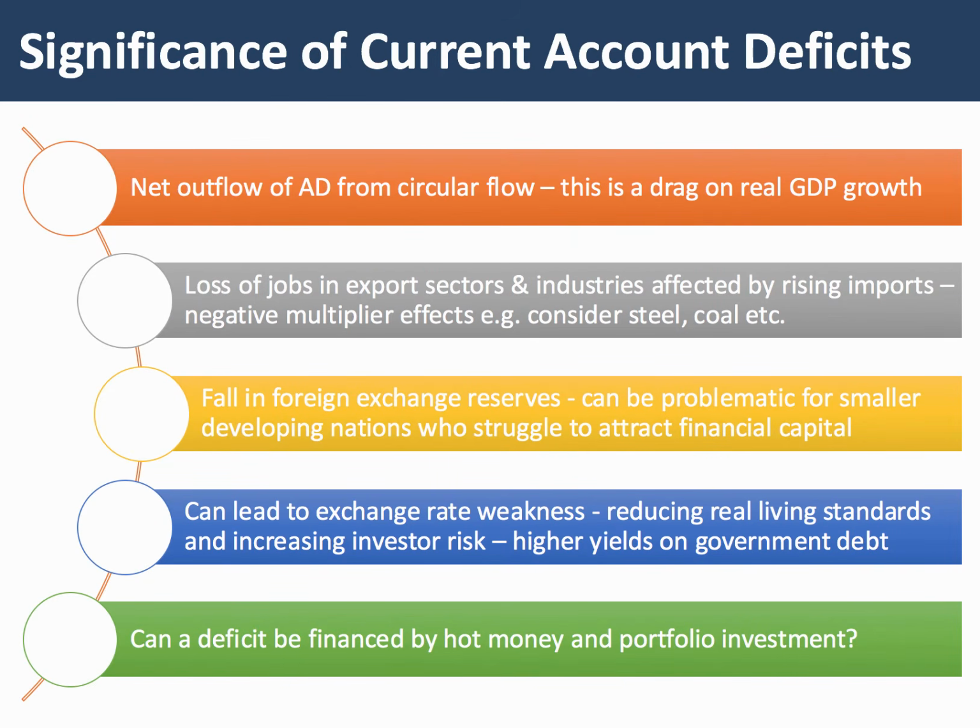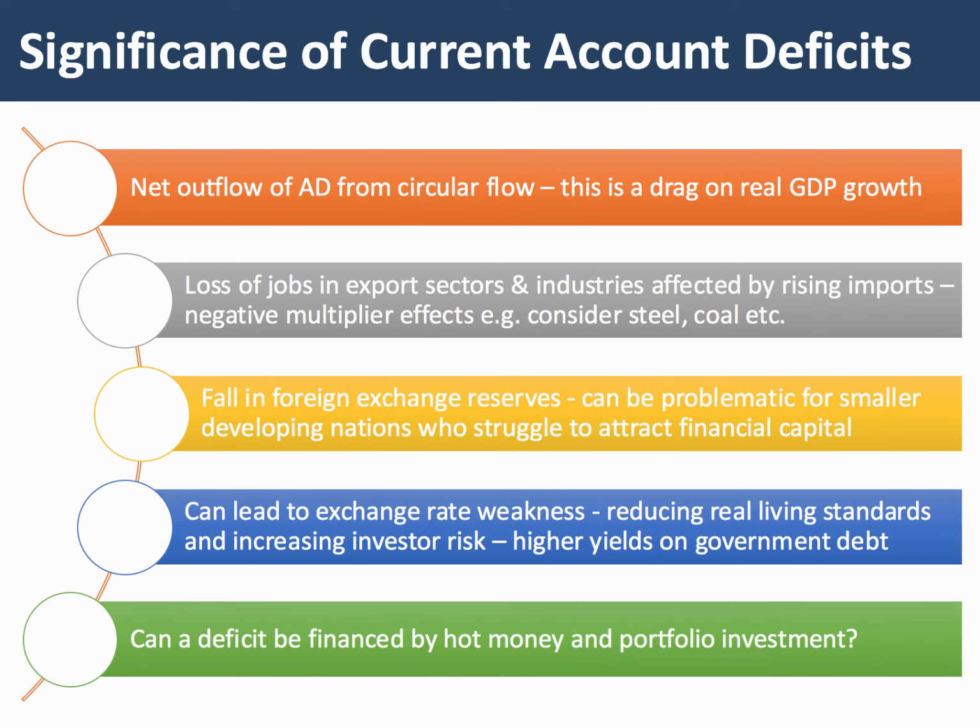Why is a current account deficit significant? Firstly, it's a net outflow of aggregate demand from a nation's circular flow because imports M is greater than X. And this is a drag on a nation's GDP growth. A fall in exports could also lead to a significant and important loss of jobs, not just in the export industries themselves, but the industries that supply the trade sectors, logistics, transport, finance, etc. So there could be a negative multiplier effect from a slump in exports.